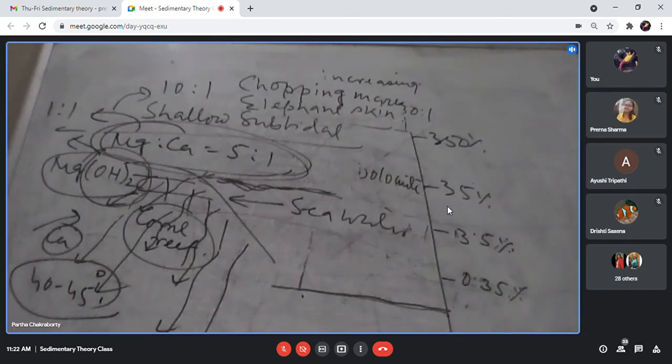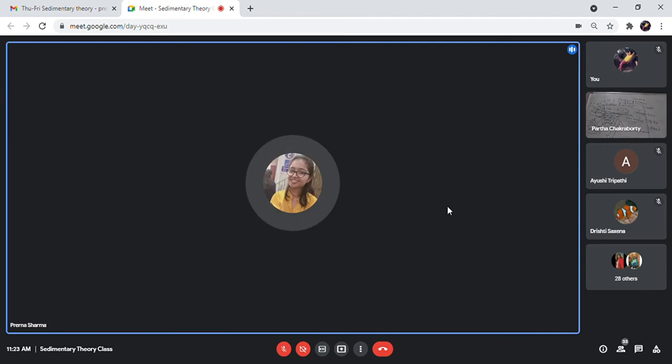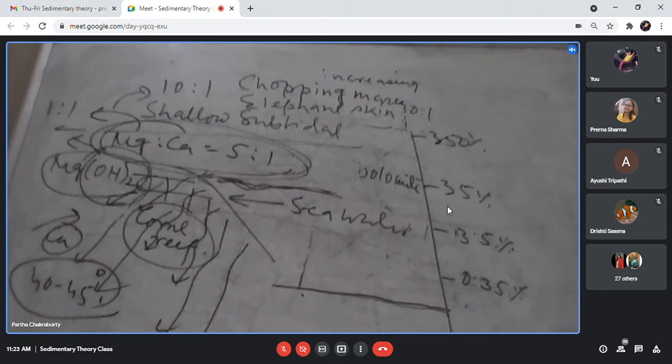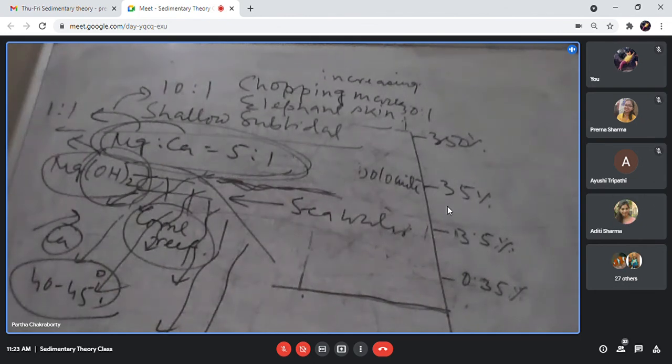So we'll stop here today, because if I start the evaporite today, time is not there. So tomorrow we'll discuss evaporite, and if time permits, phosphorite. And we'll have a practical today at 2:30. Is Aditi online? Yes, sir. So there we'll have a practical at 2:30.